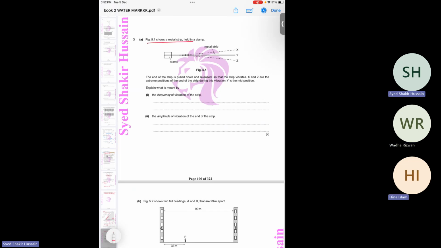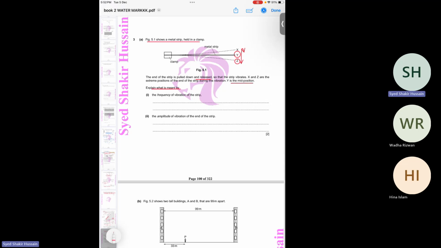So figure 5.1 shows a metal strip held in the clamp. The end of the strip is pulled down to point Z and released, and it oscillates between X and Z. X and Z are the extremes. Y is the mid position.